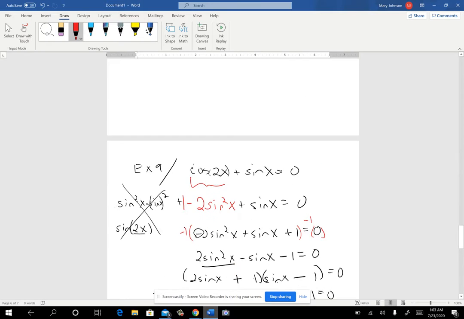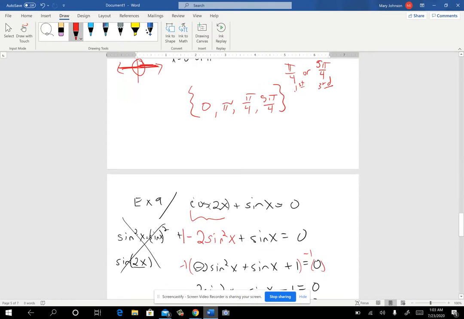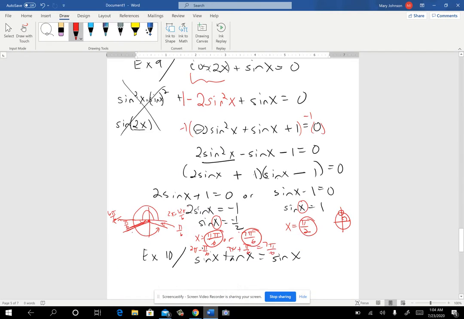All right. So in example 8, I looked at the one where you had to do a little bit of factoring there. In problem number 9, I went back to working through problems where identities were needed.